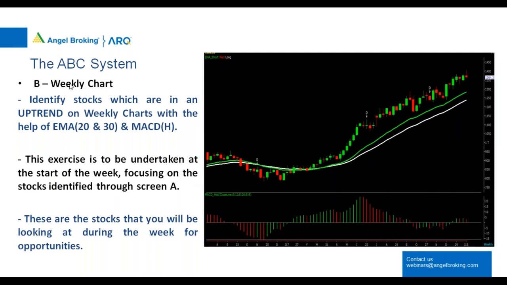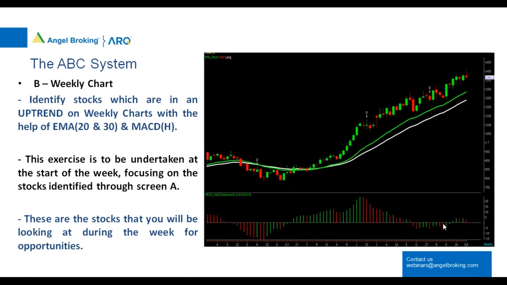So the first screen is your monthly screen, wherein on your monthly chart of Hindustan Unilever, we are seeing that the overall MACD histogram is positive and above the zero line. This is the zero line, so it's positive and it's increasing. If it's increasing, that's even better, meaning that the trend is gaining in strength.